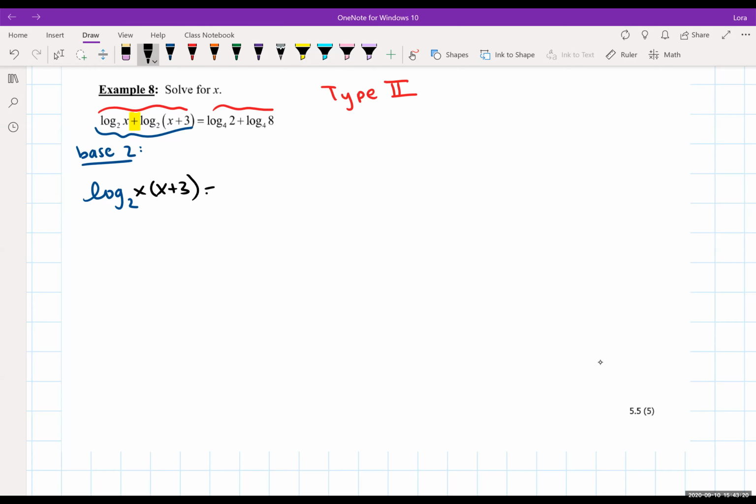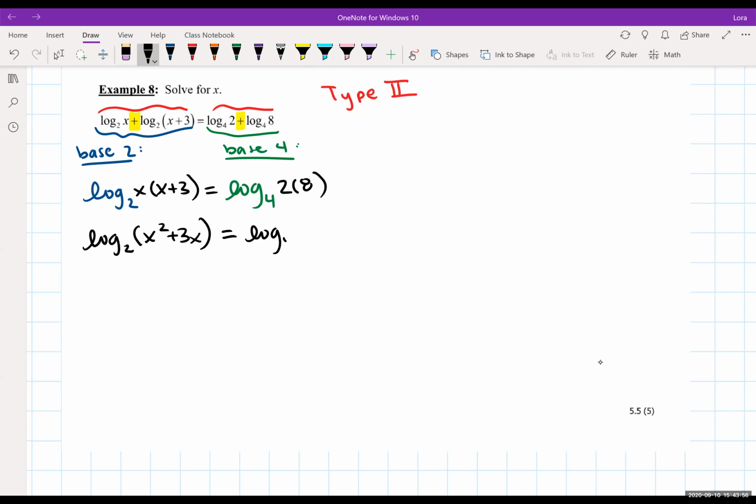Similarly, on the right-hand side, the base is 4. So you can rewrite them as a single log, but you have to remember the base is 4. There again is an addition sign in between, so that leaves us multiplying the two arguments. In this case, it's 2 times 8. If you simplify, you would have log base 2 of x squared plus 3x equals log base 4 of 16.